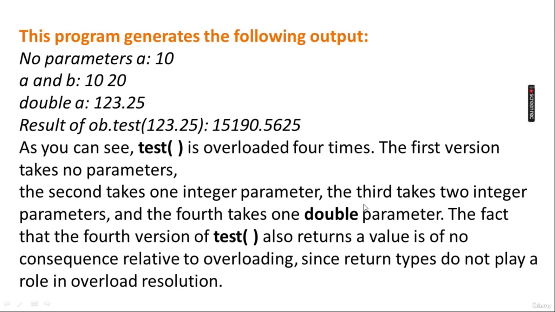So as you can see, test is overloaded 4 times. The first version takes no parameters, second takes 1 integer parameter, third takes 2 integer parameters, and the fourth takes 1 double parameter. The fact that the fourth version of test also returns a value is of no consequence relative to overloading, since return types do not play a role in overload resolution. So return type does not play any important role. Only the number of parameters and data type of parameters, those that are passed to the method, will decide which method should I call.